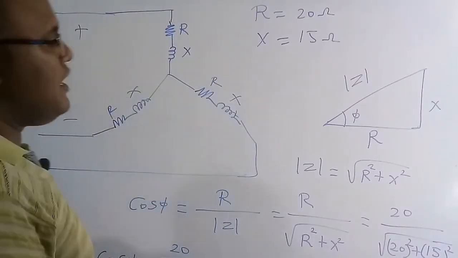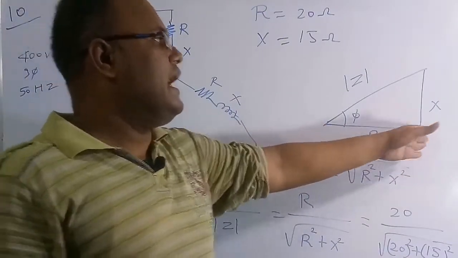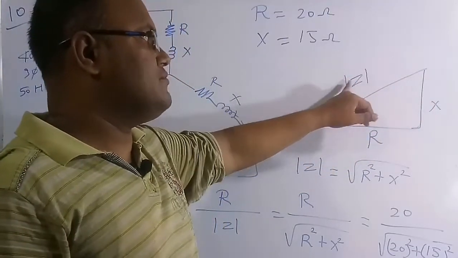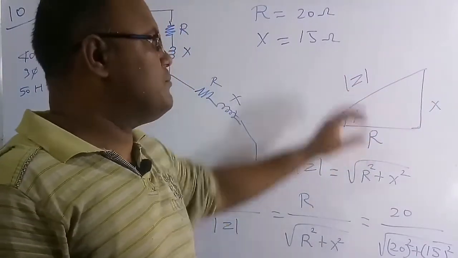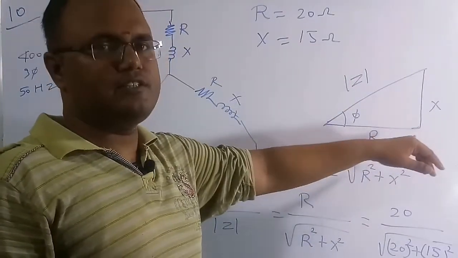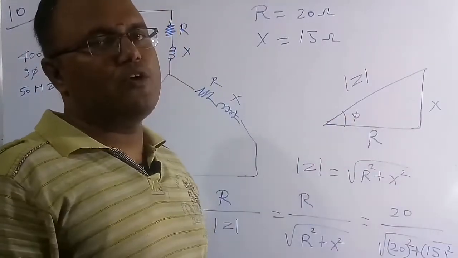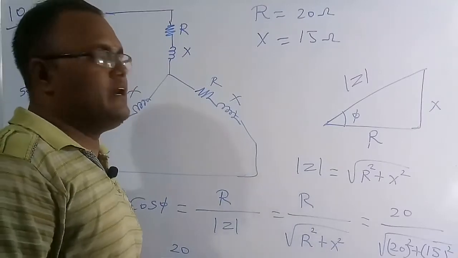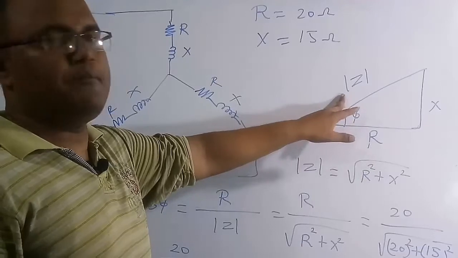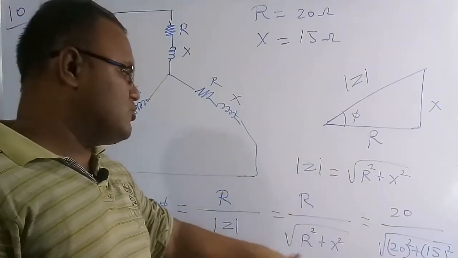Now I am going to draw the impedance diagram. The base is always the resistor, the height is the reactance, and the overall hypotenuse is the mod of Z. By using the Pythagoras theorem, the mod of Z is equal to the square root of the sum of the squares of the two sides, which is under root over R square plus X square. I want to find the power factor. The cos is called the power factor. It is the ratio of the adjacent by the hypotenuse, which is R by mod of Z, which is R by under root over R square plus X square.